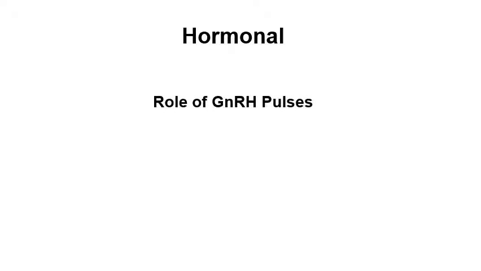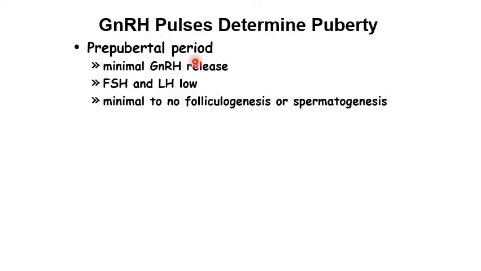For the hormonal, we have the GnRH. Now from the hypothalamus, this is the hormone that is important for the onset of puberty in both male and female animals. The GnRH is very important because the pulses determine the onset of puberty. So prepubertal, or before puberty, in terms of the GnRH release, there is a minimal GnRH release, and when the GnRH is minimal, the FSH and LH would also be low. Because of this, there is also minimal to no folliculogenesis or spermatogenesis.